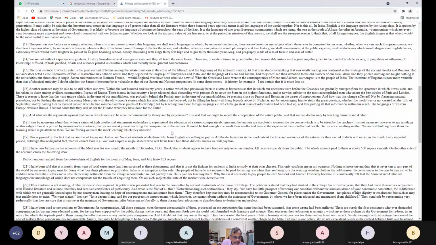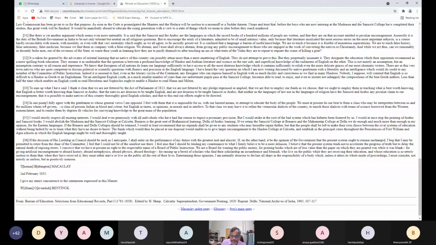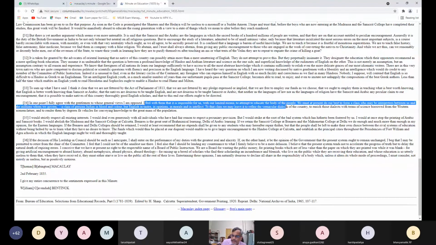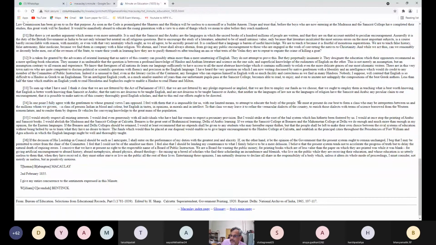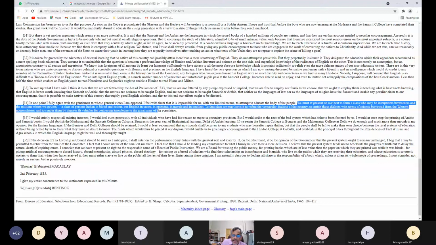Then, if you look at this here, I feel with them it is impossible for us with our limited means, by us he means Britishers, right, to educate the body of people. We must at present do our best to form a class who may be interpreters between us and the millions whom we govern, a class of persons Indian in blood and color, but English in taste and opinions, right? He is even talking about taste. English in morals and in intellect, right? And to that class, we may leave it to refine the vernacular dialects of the country.